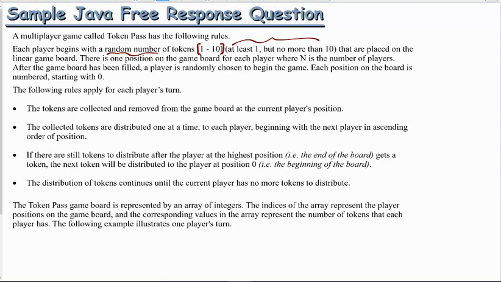And these numbers are placed on a linear game board. There is one position on the game board for each player where there are n, where n is the number of players, so we have n players in the game. After the game board has been filled, a player is randomly chosen to begin the game. Each position on the board is numbered starting with 0. So when we see that, we should say, well, if we start at 0 instead of 1, and there's n players, that means the player positions are going to go from 0 through n minus 1.